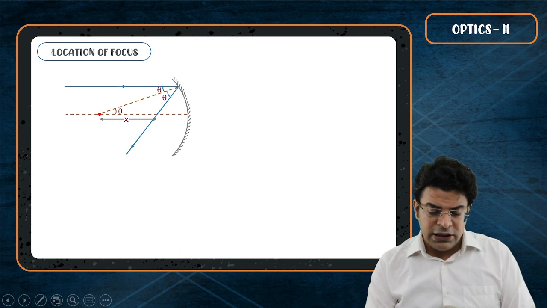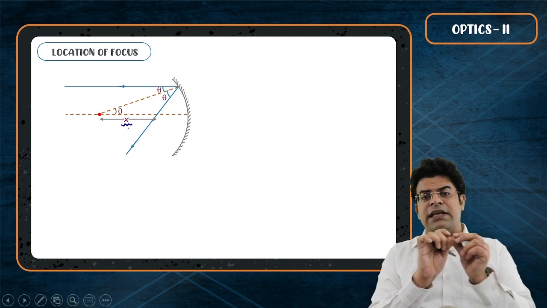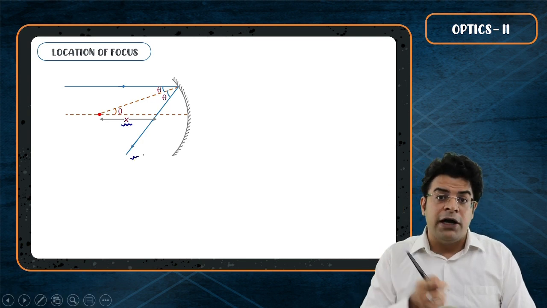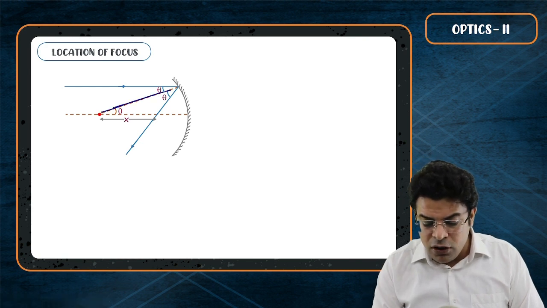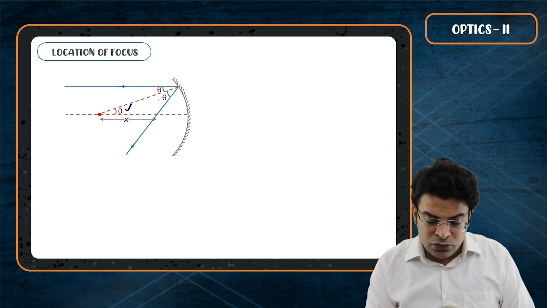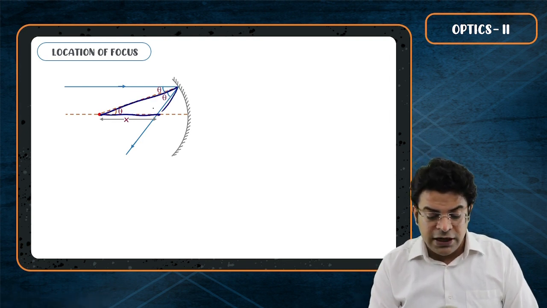Now our mission is to find the location of focus. So our mission is to find at what distance x from the center of curvature this reflected ray will pass. To find this, you can see that we have got an isosceles triangle here. Sir, how do you know it's isosceles? Because these two internal angles are equal. That's why this triangle has to be an isosceles triangle.